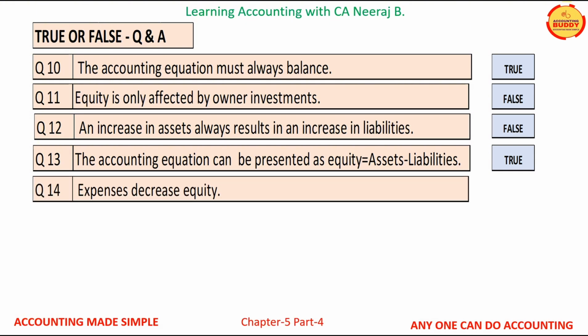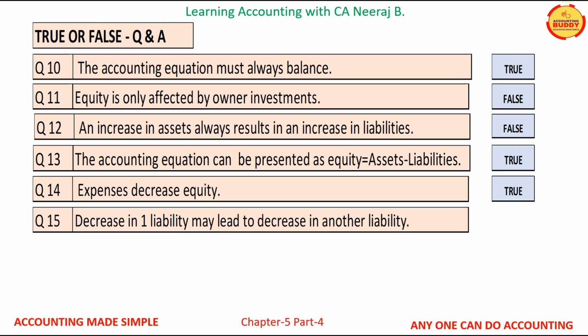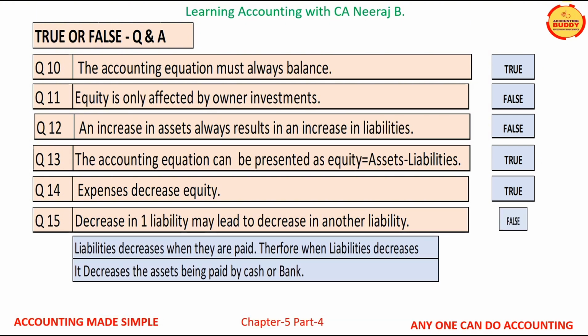Question number 14, expenses decrease equity. This is a true statement. Question number 15, decrease in one liability may lead to decrease in another liability. This is a false statement. Liabilities decrease when they are paid. Therefore, when a liability decreases, it decreases the asset being paid by cash or by bank.